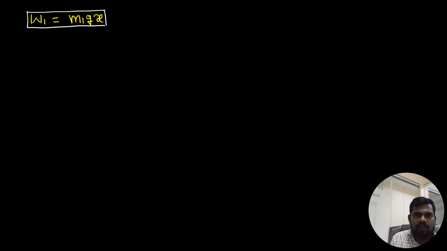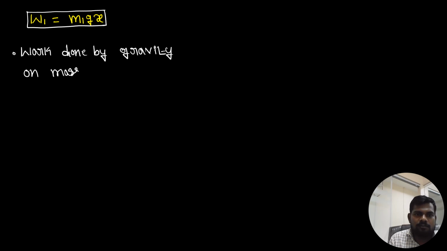So I got it finally: W1 is equal to m1g, where the displacement is x. This is the work done by gravity on mass m1. Similarly, let's see the second mass, the work done by gravity on mass m2.